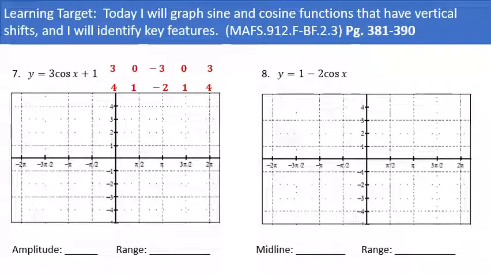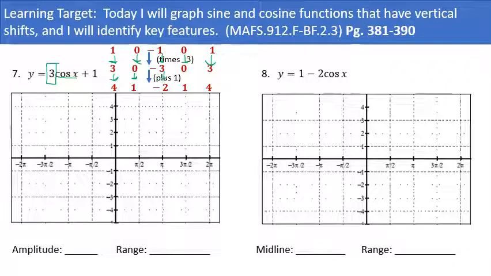All right, look at number 7. It's cosine. So we're going to think here 1, 0, -1, 0, 1. Then we're going to deal with this 3 out front, so we're going to multiply everything times 3. So 1 becomes 3. 0 times anything is still 0. -1 becomes -3. 0 is still 0. 1 times 3 is 3. Then we're going to add 1, so these values get added 1.